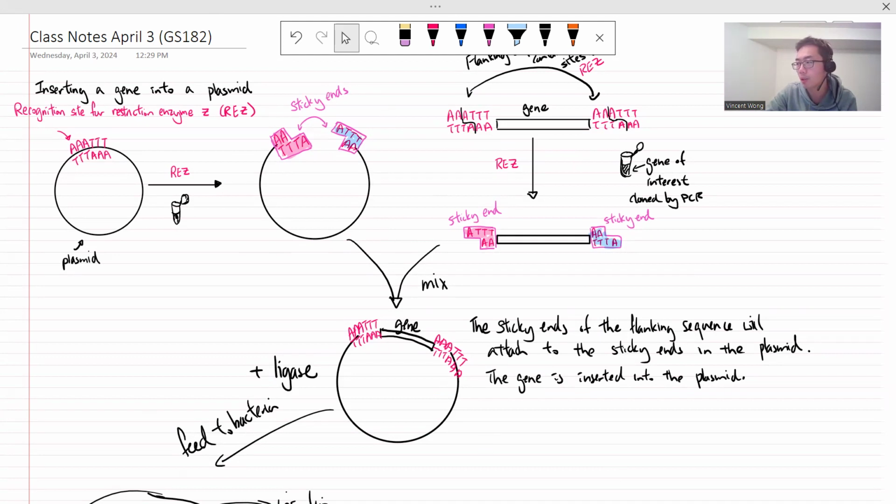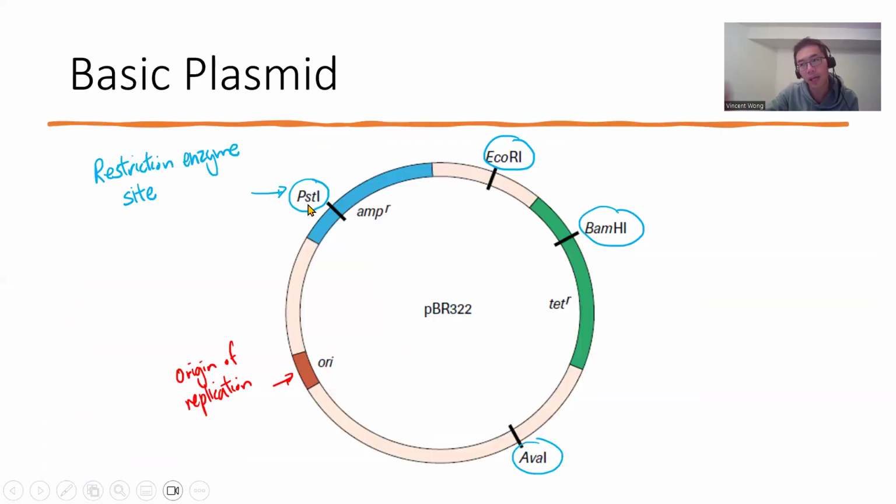But by having multiple insertion sites, let's say you don't have the AAATTT, maybe you have the recognition site for PST1. So I treat the gene with PST1, and I treat my plasmid with PST1, it will cut right here, and then the gene is going to go in this position. If it has the same recognition site as EcoR1, then we can insert the gene here, or we can insert it here, or we can insert it there, right? So by having multiple restriction enzyme sites, it gives you more options in terms of where you want to insert your gene.